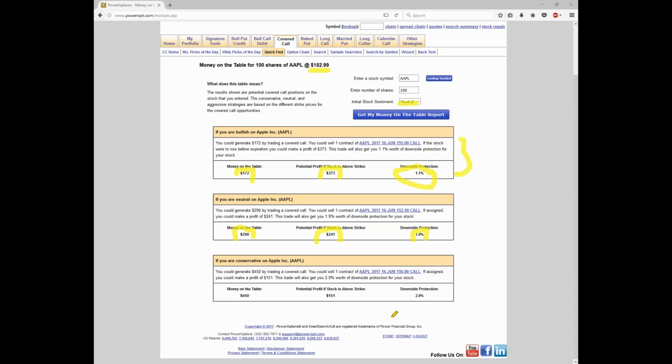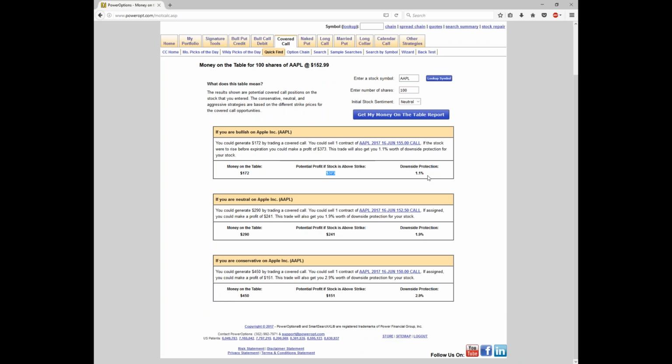And then, of course, more conservative, going in the money, the 150 call. You could generate 450 up front right now. That's the premium you'd receive. And of course, your max profit is 151, and you have a higher downside protection. So this is a very quick view. Very simple, it shows you what premium you collect, what your max profit would be at assignment, and your downside protection.